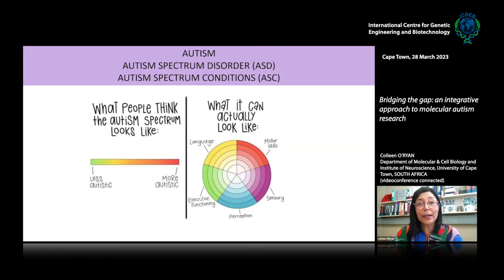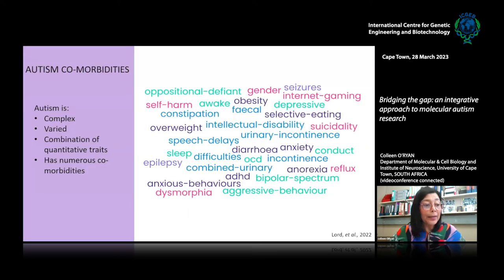And that's not to say some individuals with autism have severe difficulties. And there's even some debate in the literature of talking about profound autism to differentiate these individuals. And so autism is incredibly complex. It's varied. It's a combination of quantitative traits, and it has numerous comorbidities.